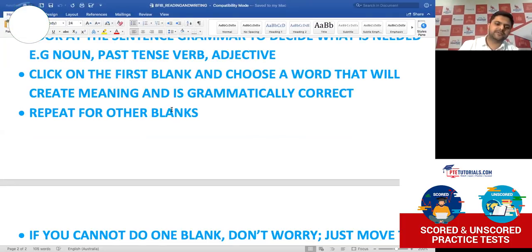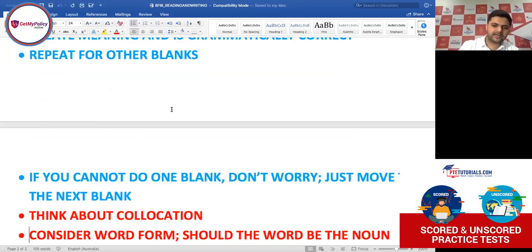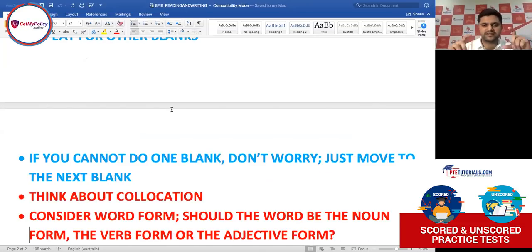And as we discussed previously, if you cannot do one blank, don't worry, just move to the next blank, because the more blanks you solve, the text becomes more clear, and then you can go back and solve the blank that you've left. But you need to remember, although there is no individual time for the task, there is an entire overall time in this section, so you have to solve this in time.